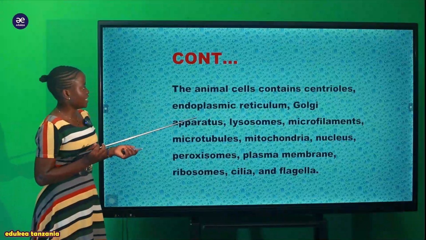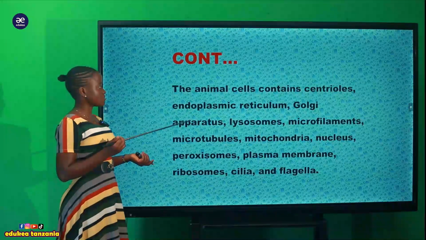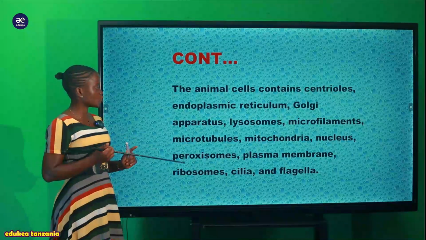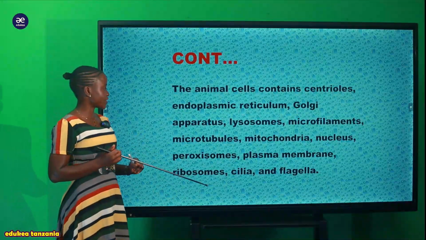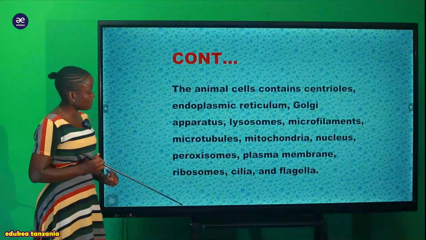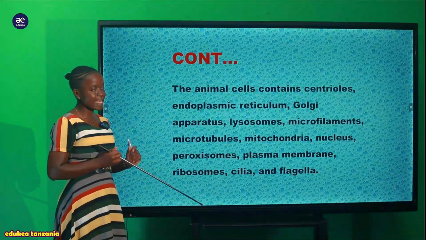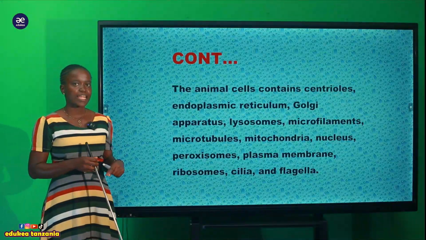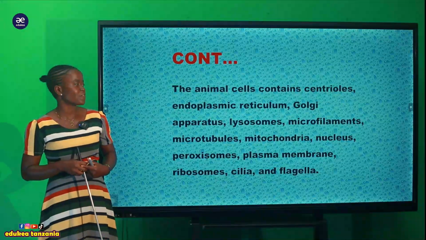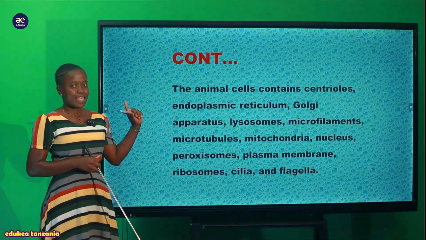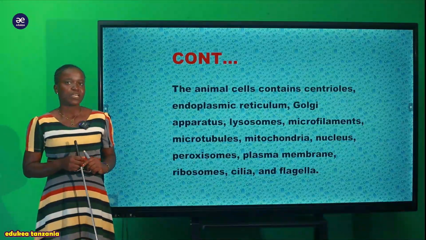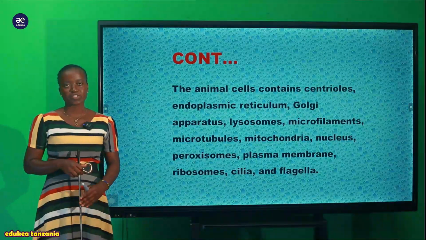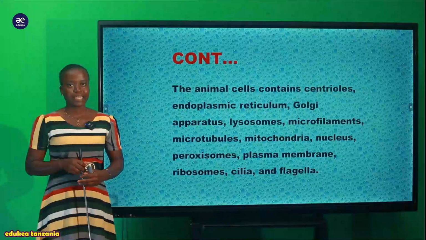So now, animal cells contain central endoplasmic reticulum, Golgi apparatus, lysosome, microfilament, microtubules, mitochondria, nucleus, peroxisome, plasma membrane, ribosome, cilia, and flagella. So those are the parts which are found within an animal cell. So my student, for more clarification on the animal cell, I would like to invite you to the next session whereby we're going to clarify all of these structures which are found within an animal cell.